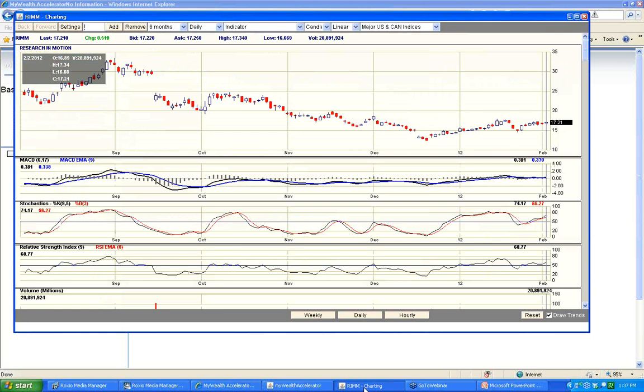All right, Research in Motion. So we can see certainly not the greatest of track records, though it's been making an attempt since mid-December. We are, however, looking at resistance right here. So it looks like it's just at resistance, maybe just broken out. In any event, not enough for me to get terribly excited over this one.